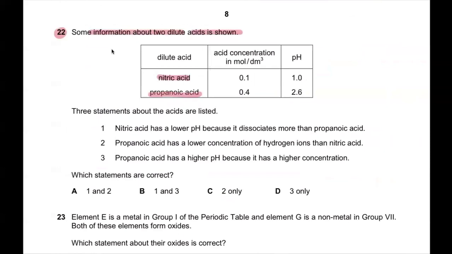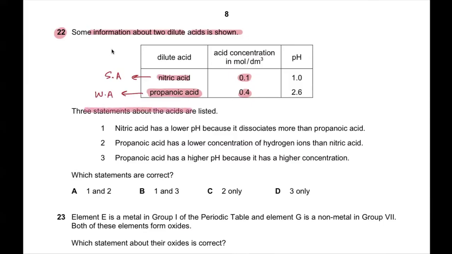Okay, now dilute nitric acid, and then we have dilute propanoic acid. Okay, so if you see the comparison, the concentration of propanoic acid is higher, but its pH is also higher. Okay, so if you recall, nitric acid is a strong acid and propanoic acid is a weak acid, right?